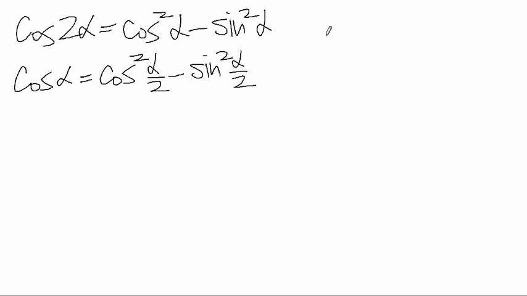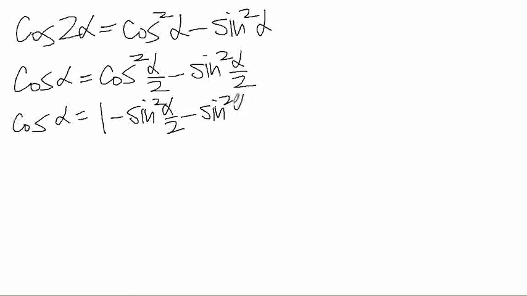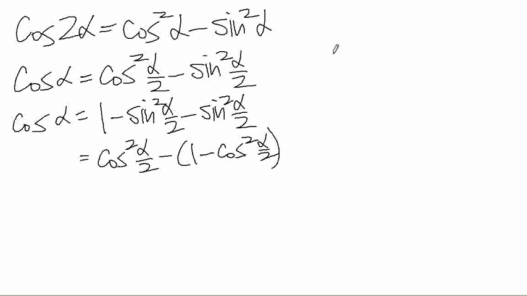Now I can write the right side of the last identity in alternate forms by using the trigonometric Pythagorean identity. So the cosine of alpha is equal to, if I replace the cosine squared of alpha over 2 term, I get this. If I replace the sine squared of alpha over 2 term, I get 1 minus the cosine squared of alpha over 2. So again, I use the trigonometric Pythagorean identity for both of those substitutions.